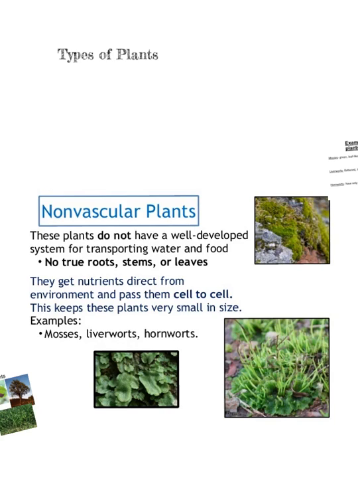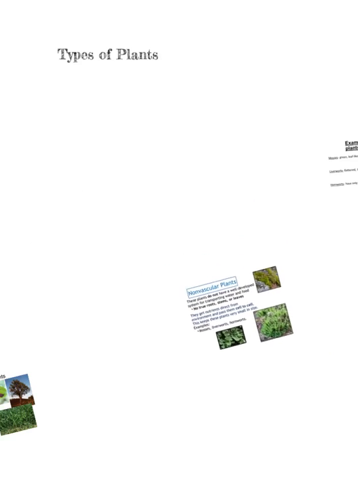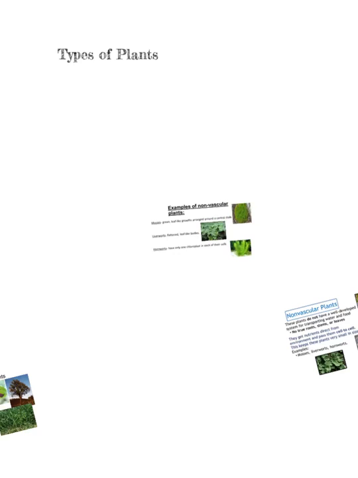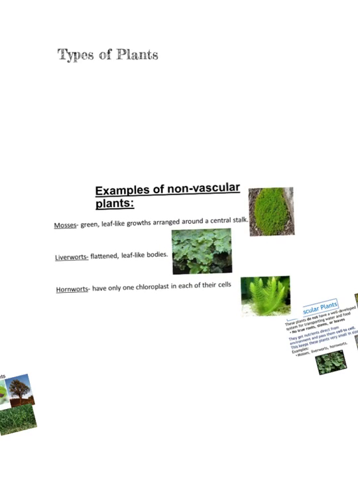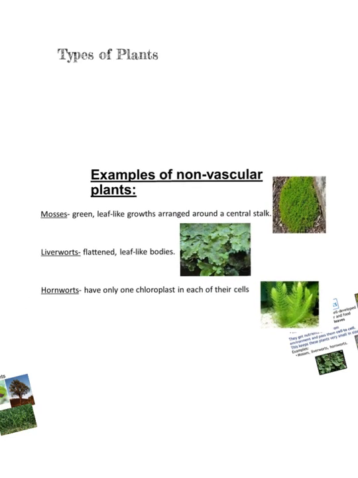So some examples of non-vascular plants would be mosses, liverworts, hornworts. So these are all pretty small things. Mosses tend to be just low to the ground and just one stalk that gets all of the water and moves it to the whole plant.